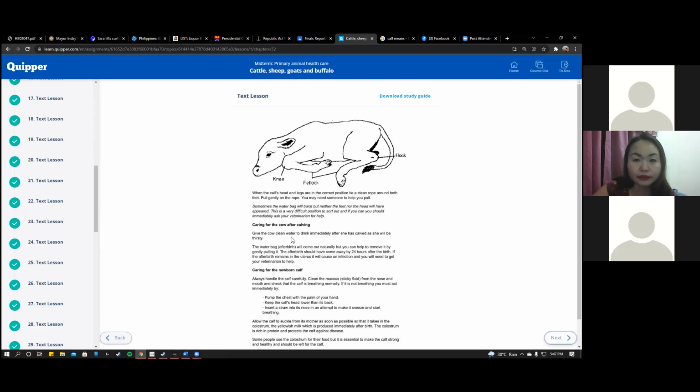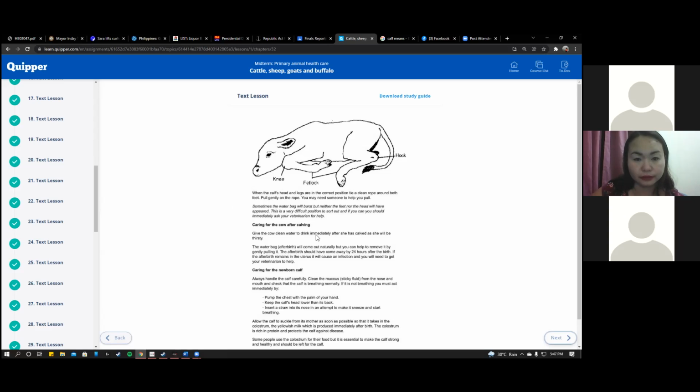So, caring for the cow after calving. Give the cow clean water to drink immediately after she has calved, as she will be thirsty. The afterbirth will come out naturally, but you can help to remove it by gently pulling it. The afterbirth should have come away by 24 hours after the birth. If the afterbirth remains in the uterus, it will cause an infection, and you will need to get your veterinarian to help.